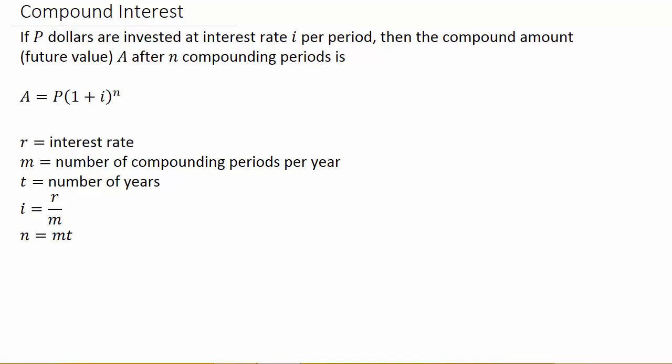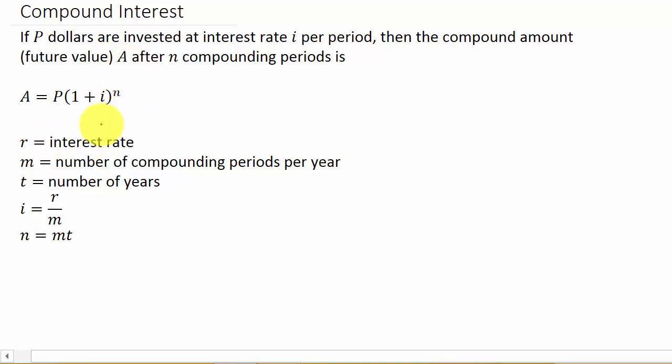Alright, so in this video we're going to look at compound interest, and it says if P dollars are invested at interest rate I per period, then the compound amount or future value A after n compounding periods is A equals P times (1 plus I) raised to the n.